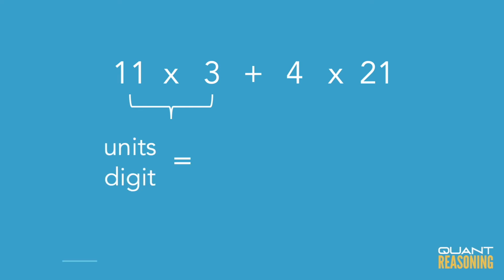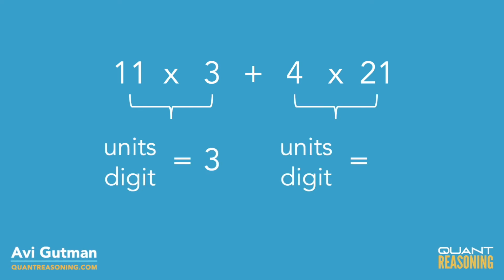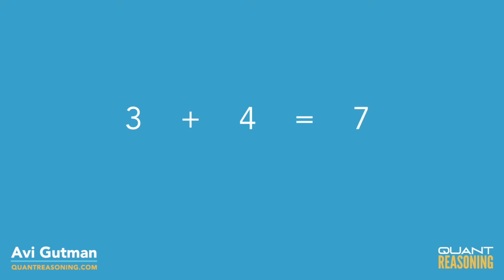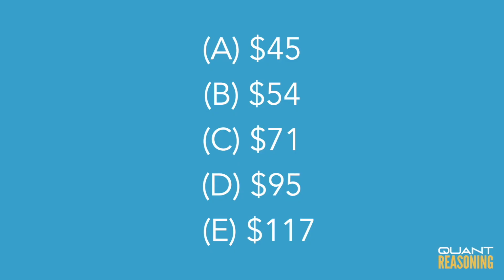The units digit of this first product is 3. The units digit of the second product is 4. So when we add it all up, we're going to get a units digit of 7. There's only one answer choice with a units digit of 7, so that's the answer.